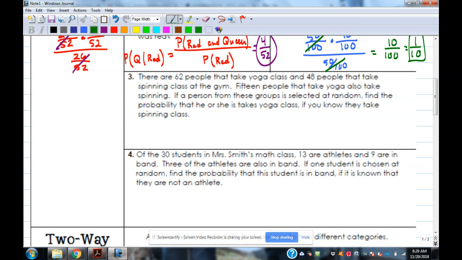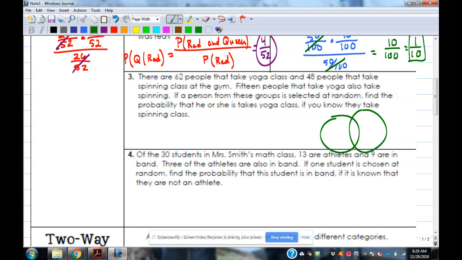62 people take yoga, 48 people take the spinning class, 15 people take yoga and spinning. So, one of the best ways to figure out how many total people there are here, y'all remember Venn diagrams, those 2 circle pictures like that? Y'all remember doing those? It's been a while since you did.